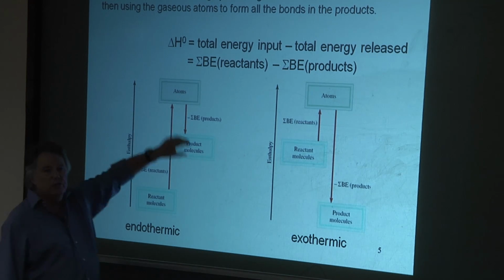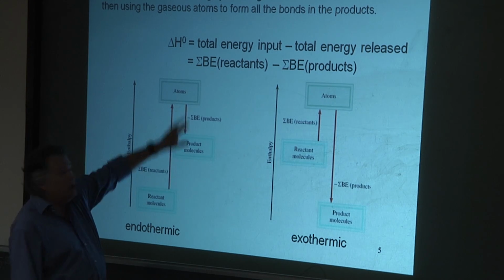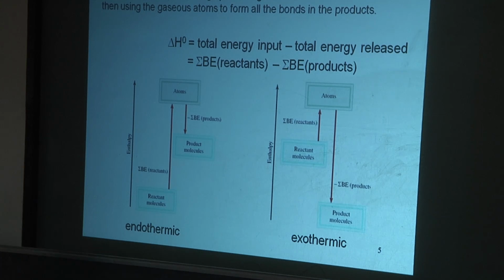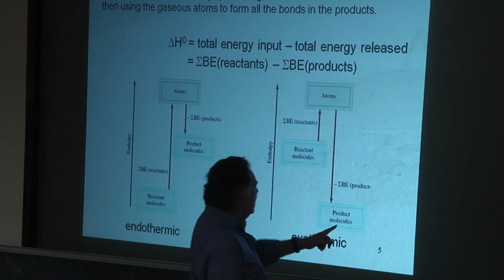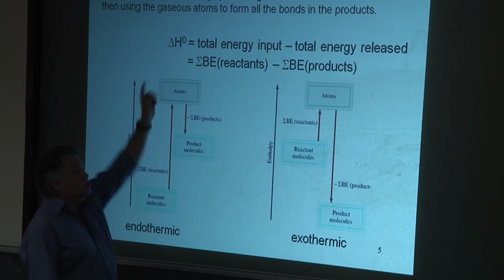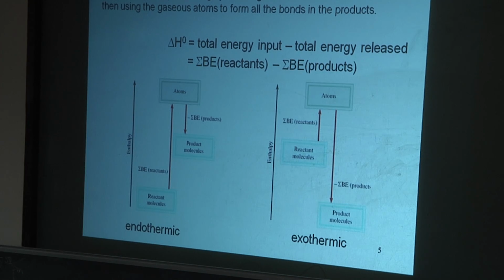Then you form the products. And when you form those, energy comes out, the amount of energy that is given off when the bonds are formed. So if you know the bond strengths for everything in the reactants and everything in the products, then you can figure out what the difference in the energy is between the reactants and the products. And that's what this equation up here tells you.